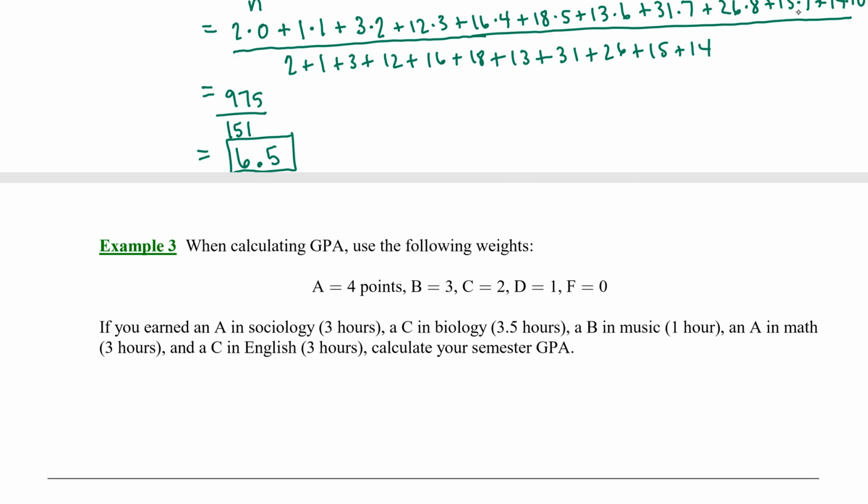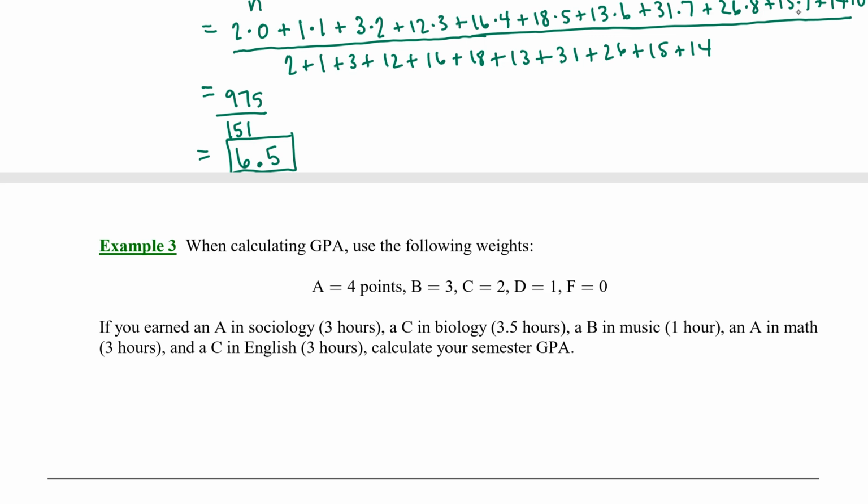So let's suppose that your schedule for the semester consists of sociology, biology, music, math, and English. Now, each of those classes has a certain time value associated with it. Our contemporary math class is a 3-hour class. You may be taking a biology class that has a lab which gives additional hours. Each grade point is weighted by the number of hours that class requires.